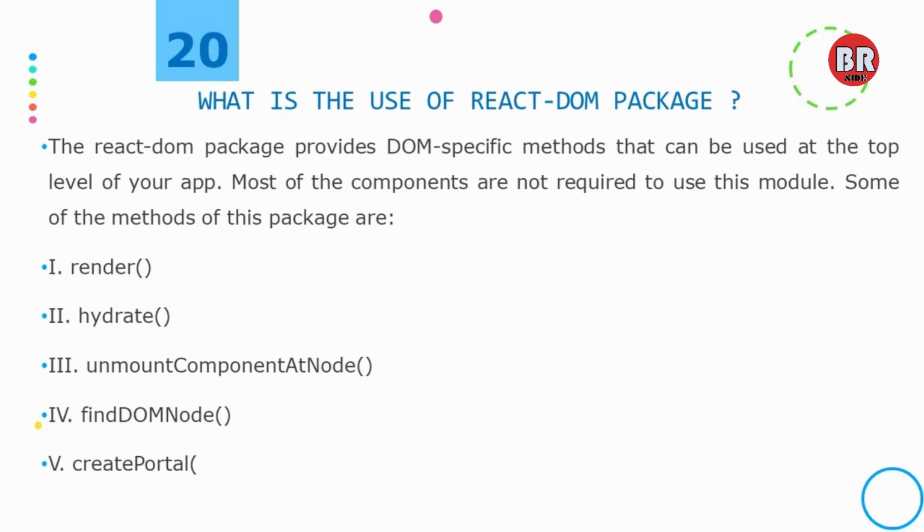What is the use of the react-dom package? The React Document Object Model package provides DOM-specific methods that can be used at the top level of your app. Most of the components are not required to use this module. Some of the methods of this package are render, hydrate, unmountComponentAtNode, findDOMNode, and createPortal.